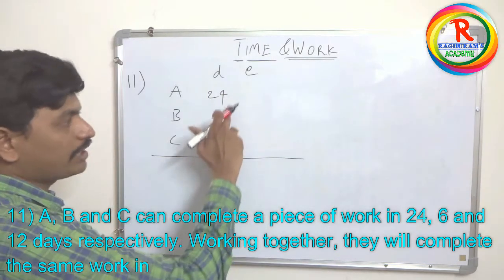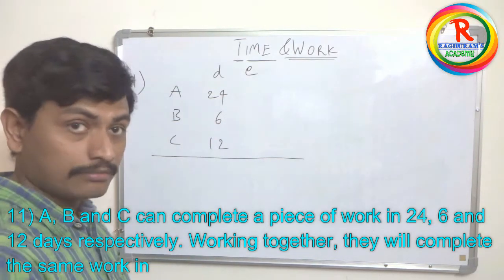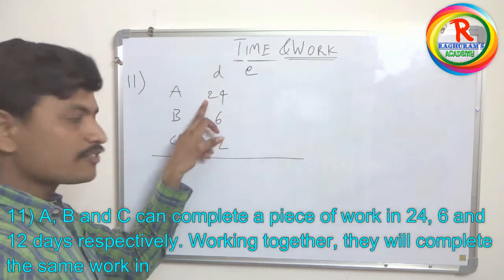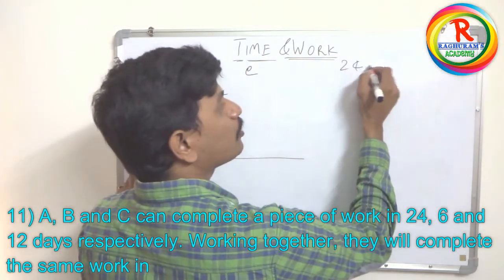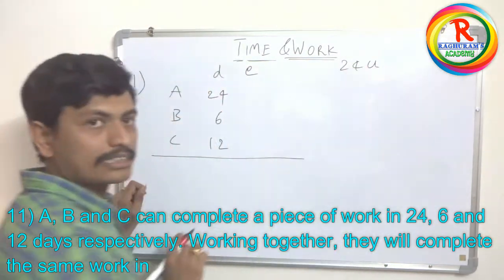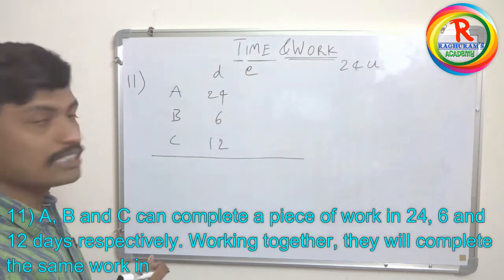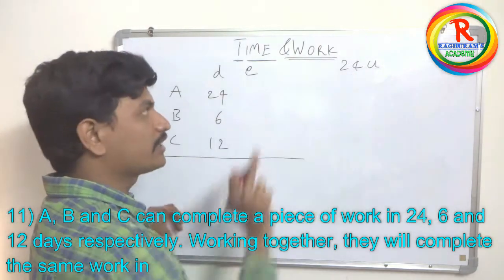Now here we need to find the LCM of 24, 6 and 12. Here also the same shortcut method. Take the bigger number, 24. Check whether 24 is divisible by both 6 and 12. Here 24 is divisible by 6 and 12 both, so we take 24 as the LCM. If 24 is not divisible by both, we have to take double of 24, that is 48. But in this case 24 is divisible, so we take the LCM directly as 24.